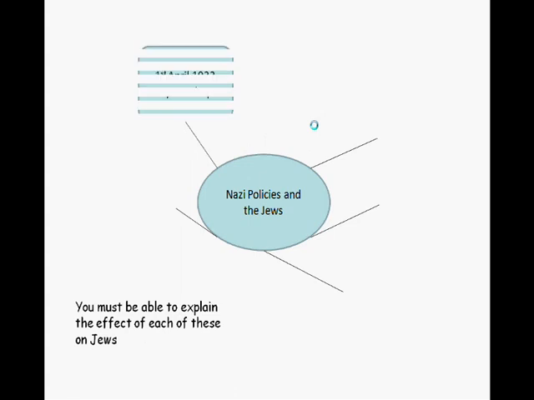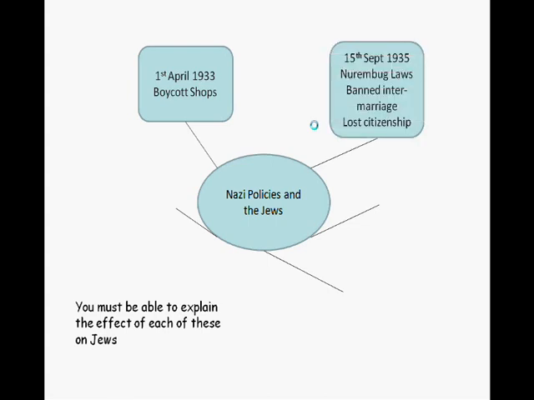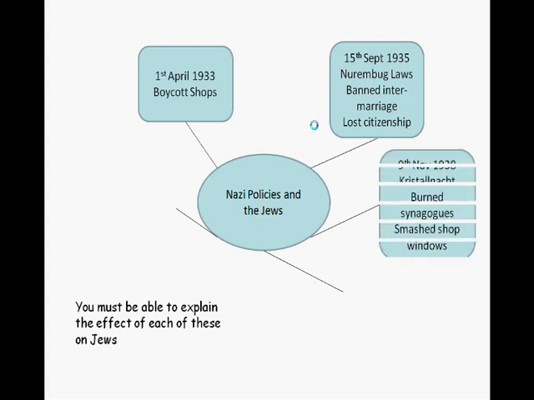So, Nazi policies on the Jews. On the 1st of April 1933, they boycotted the shops. 1st of April is April Fool's Day, hence the idea to remember it: you'd be a fool to go in. The SA stood outside, not allowing people to go into Jewish shops. On the 15th of September 1935, the Nuremberg Laws banned intermarriage. Jews lost citizenship, which meant they couldn't be defended in court.